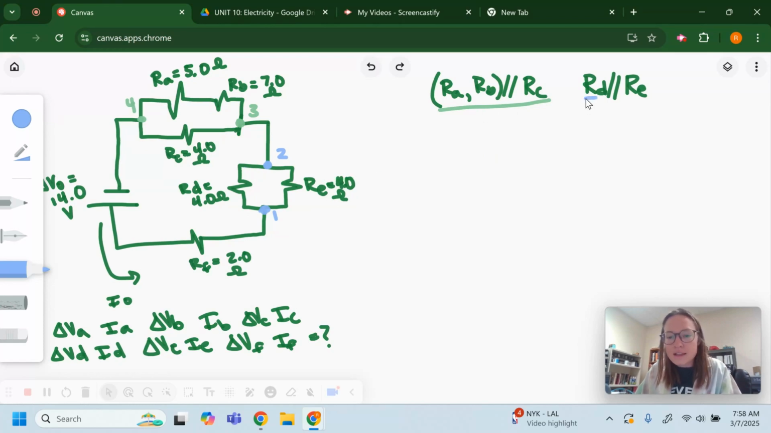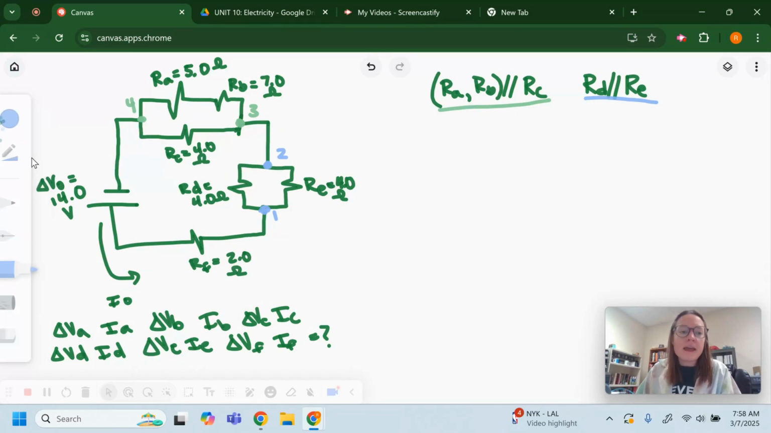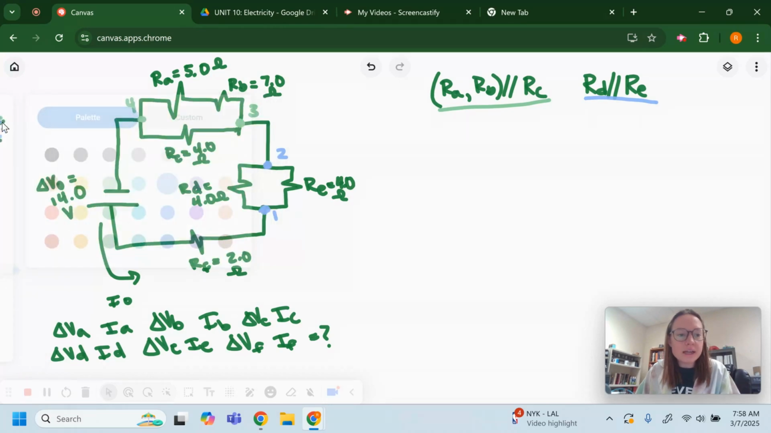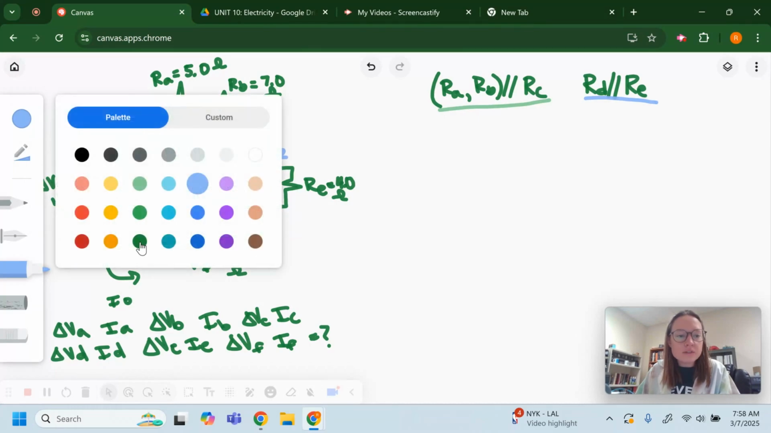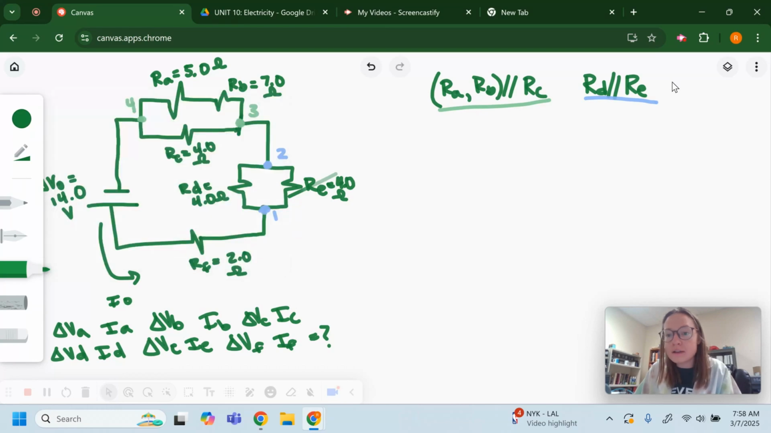Okay, that simplifies down this path for us, so now we've simplified down this branch. And then finally, all of that seems to be in series with RF. Do you see how no matter what, I'm going to have to go through RF to get back to the battery? There's no way to do this circuit without going through RF.